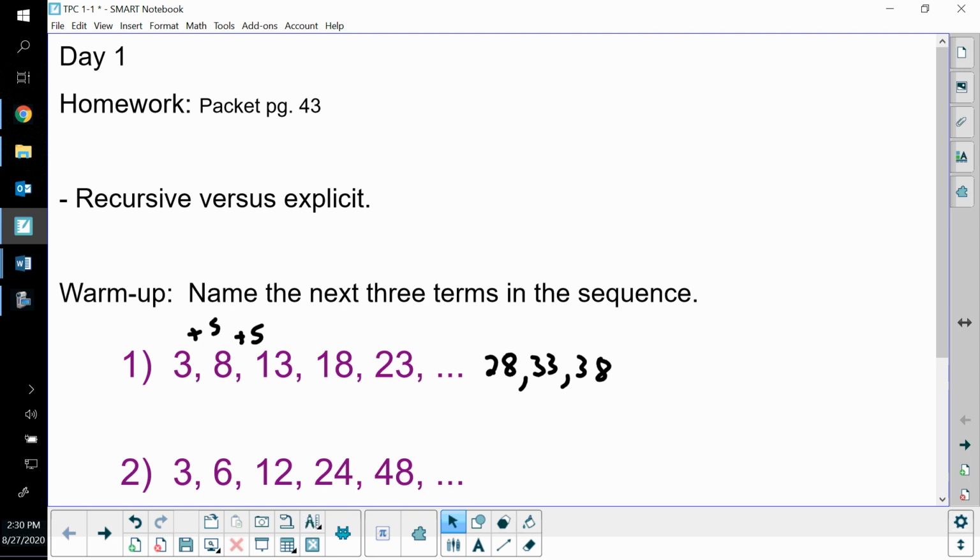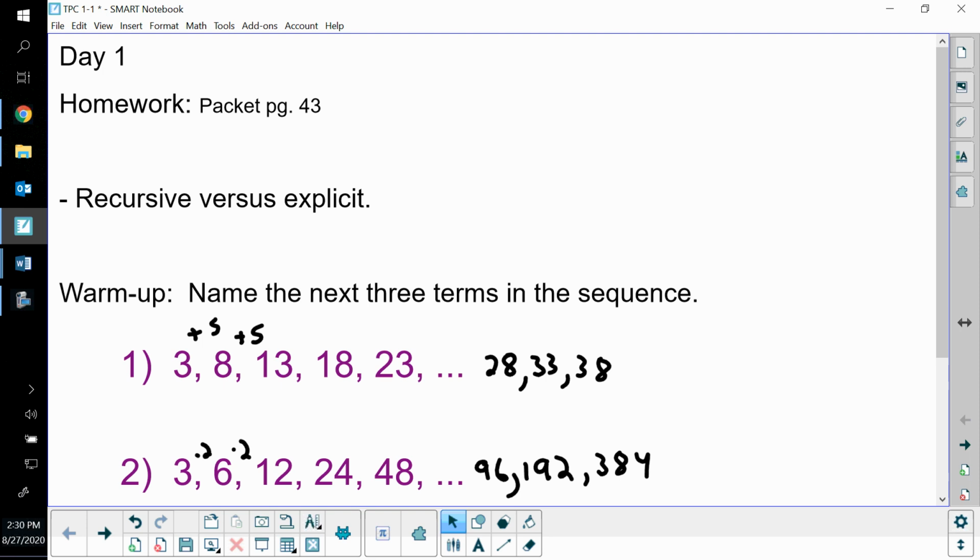In the second one, our pattern is we're multiplying by 2 each time. So if we multiply by 2, we should get 96, 192, and then 384. So again, the first half of this unit, we will be looking at different types of sequences, so lists of numbers that have some type of pattern.